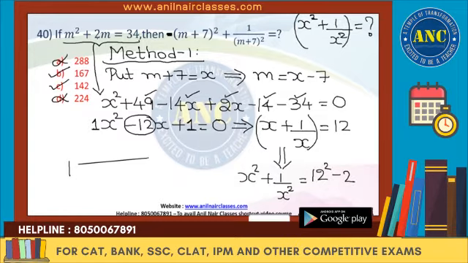So the answer for this question is 142. So 142 should be the right answer for this question. So definitely 167 is not the right answer, because we have solved it in detail in this particular method. Now this is one of the methods, by converting m in terms of some other variable x.